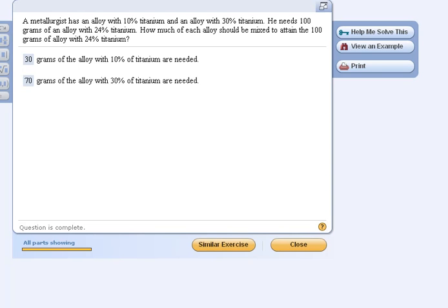Okay, here we have a problem that was submitted by a student, and especially since this is a mixture problem, I think it would be absolutely worthwhile for us to go over. So here we have this one.